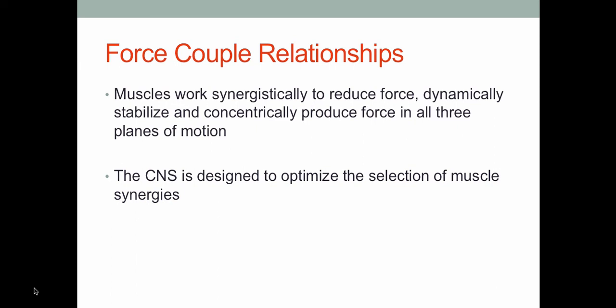So again, we look at relationships, and I use the example of a husband and wife, that these muscles have to work together and build a good relationship. The muscles work synergistically to reduce force, to dynamically stabilize, and concentrically produce force in all three planes of motion. And the central nervous system is designed to optimize the selection of how these muscles work together. So we think of the central nervous system as kind of the puppeteer that's helping the relationship along, guiding which muscles do what and controlling when they turn on and when they turn off.